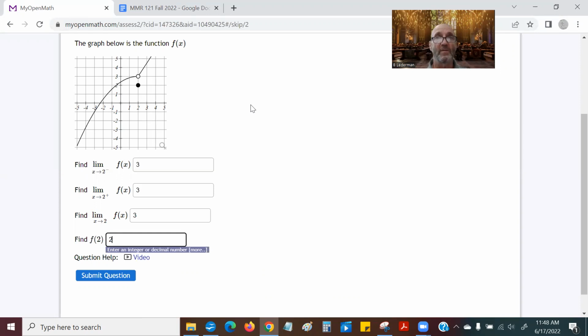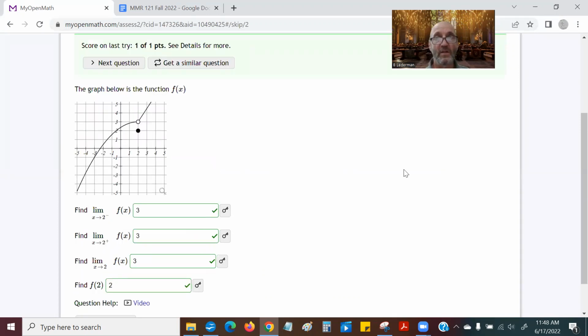We still can talk about a limit, and that's really the beauty of calculus. Let me just check the answer. And there you go.